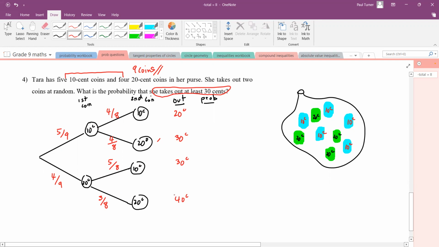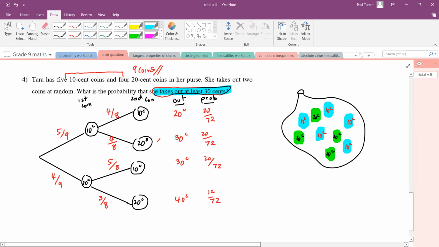And so your probability then of 20 cent total is 5 on 9 times 4 on 8. So that's 5 4s are 20 on 8 9s are 72. Then we've got 5 4s are 20, 8 9s are 72. And 4 3s are 12, 12 out of 72.